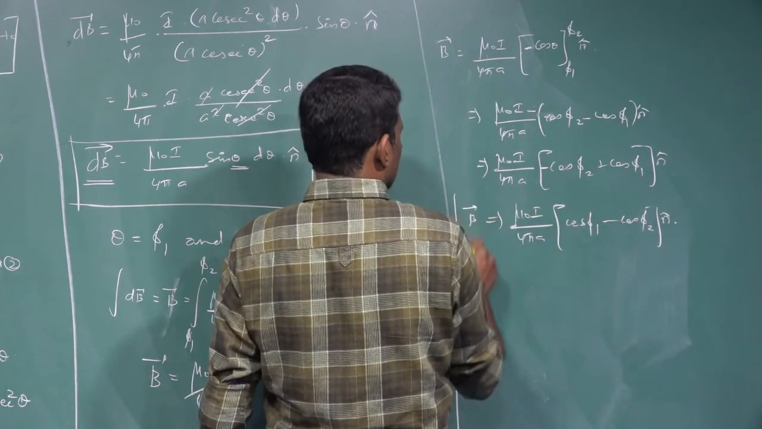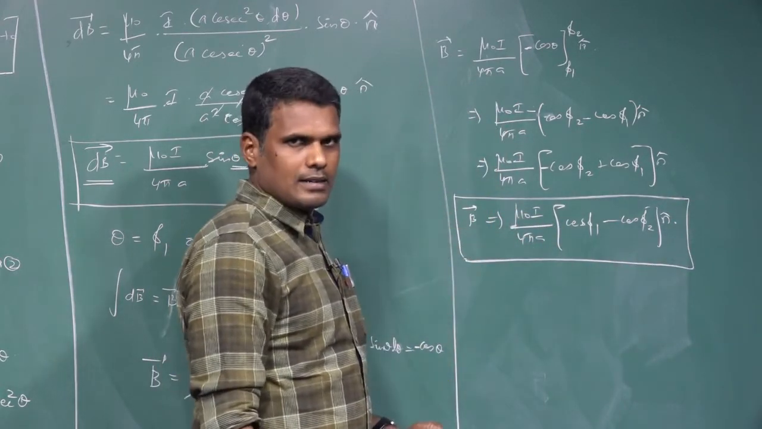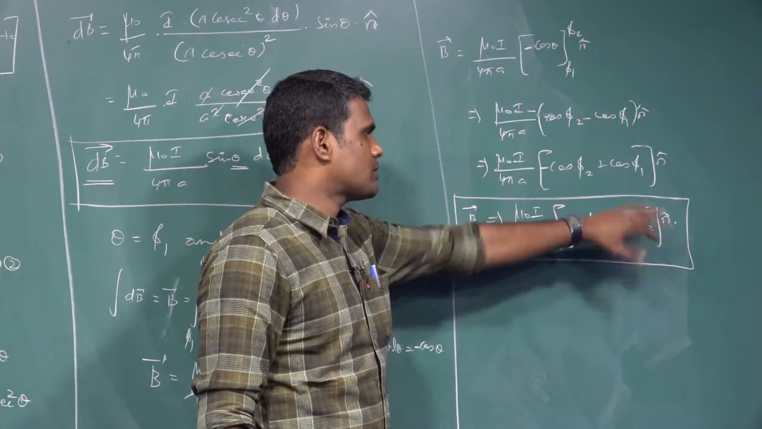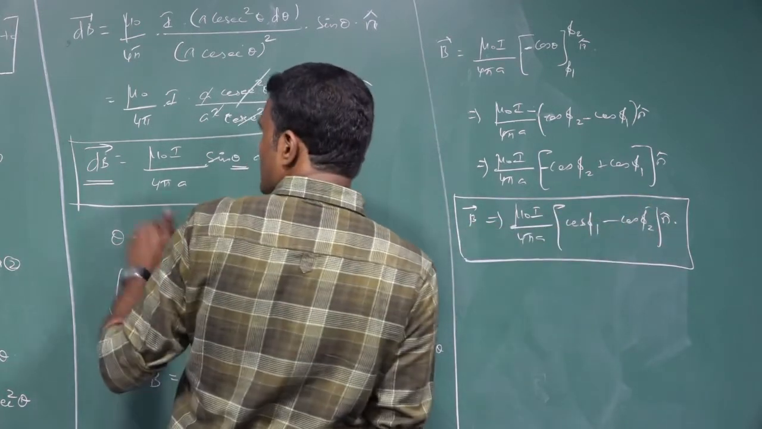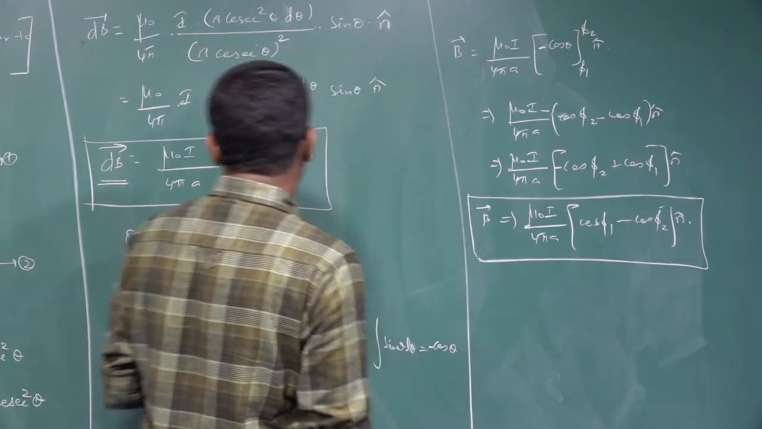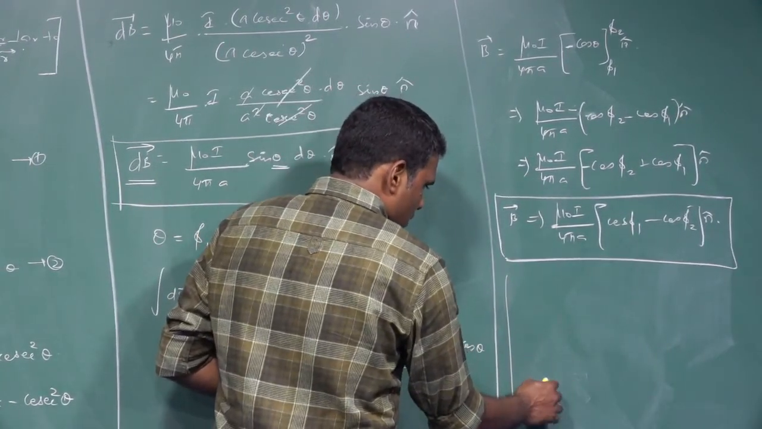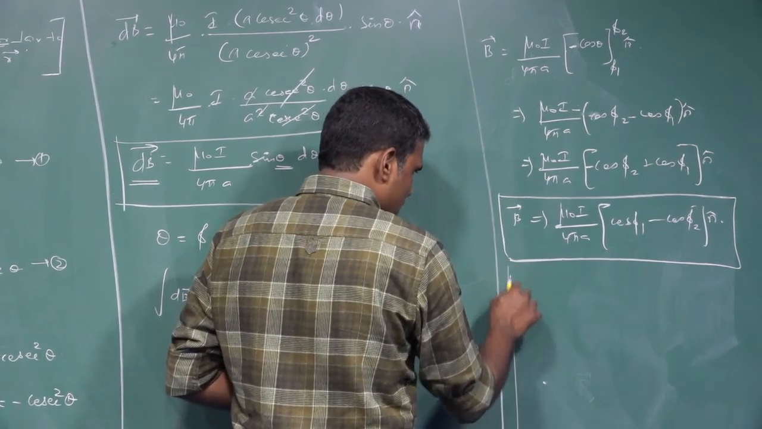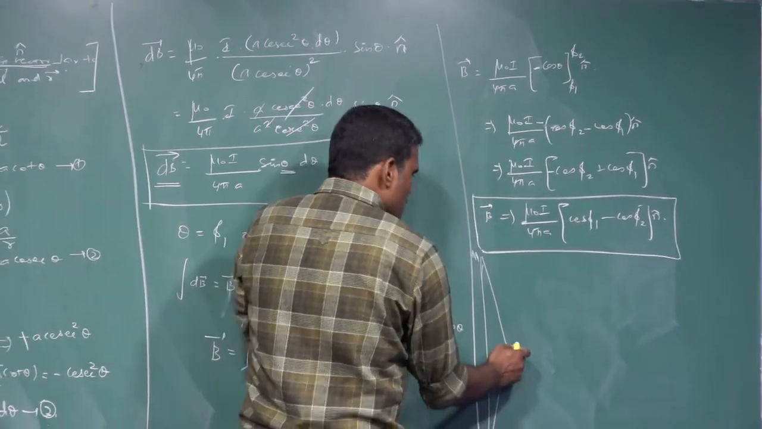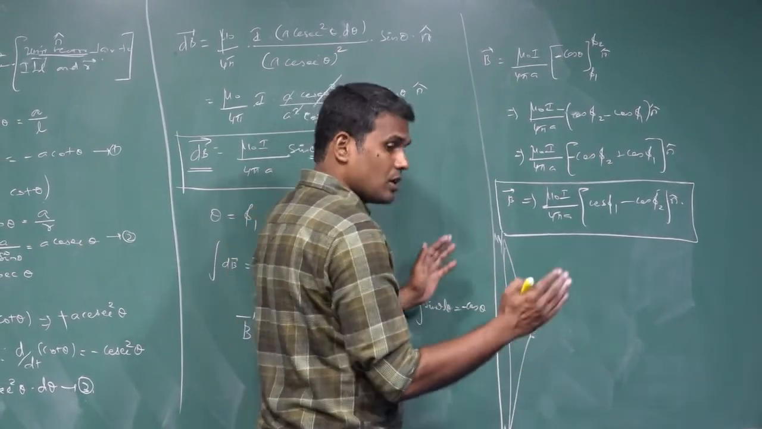This is the general expression for magnetic induction at any point due to a current carrying straight conductor. B vector equals mu naught I by 4 pi a into cos phi 1 minus cos phi 2 into n cap. Actually, this is for the segment. If I consider this as an infinitely long straight conductor, what will happen? The line connecting the point P to these ends M and N will come closer to the current carrying conductor. Almost it will become parallel.